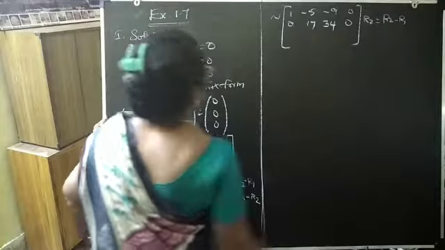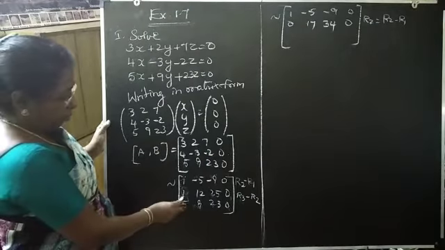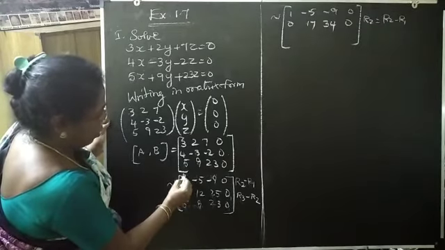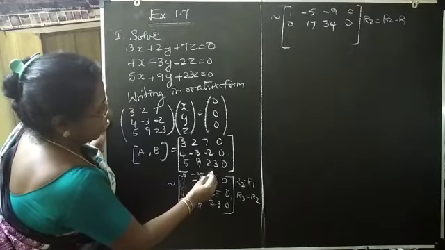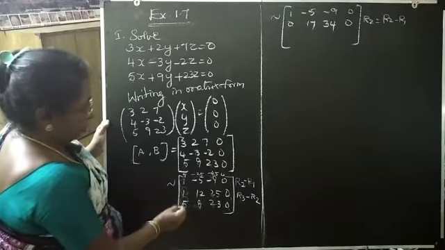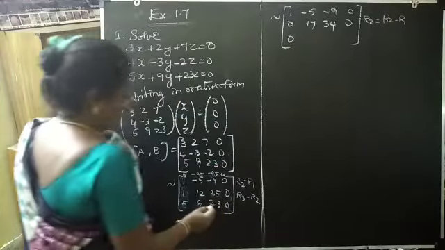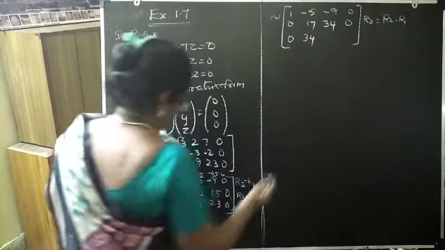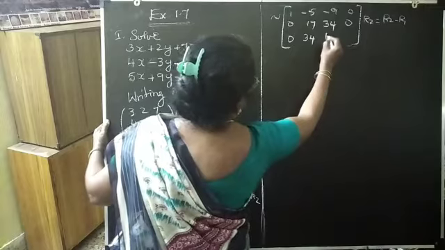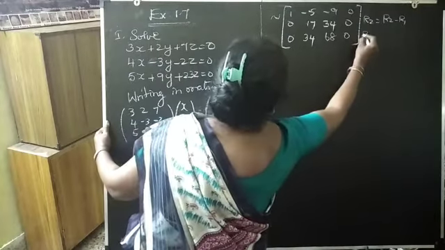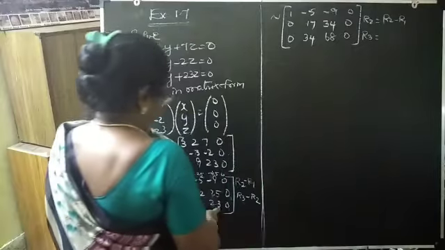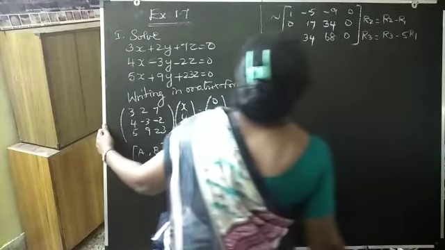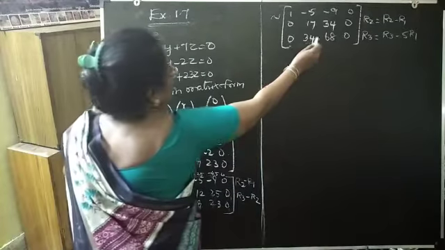This place is 0. Then next our aim is to make the third row's first element 0. So to make this place 0, multiply R1 by 5. You get here 5, minus 25, minus 45 and 0. So 5 minus 5 will be equal to 0. 9 minus of minus 25 will be 34. 23 plus 45 will give you 68 and this is 0. So what did we do? R3 is equal to R3 minus 5R1.